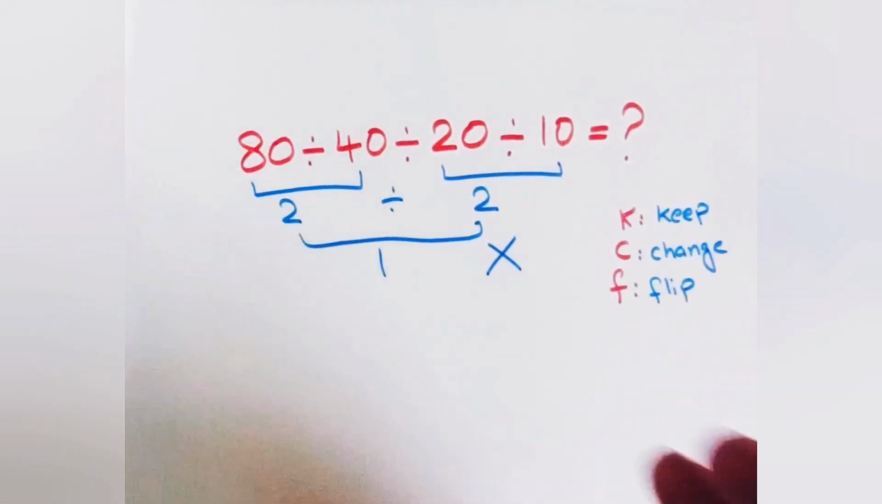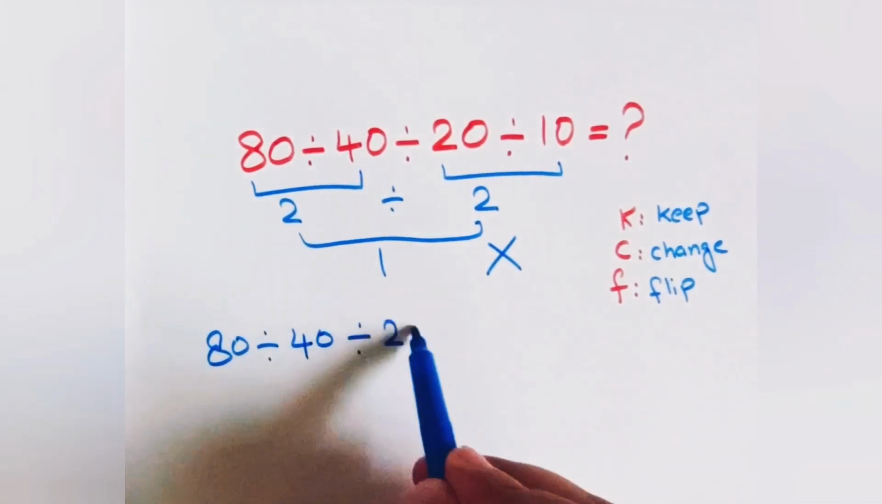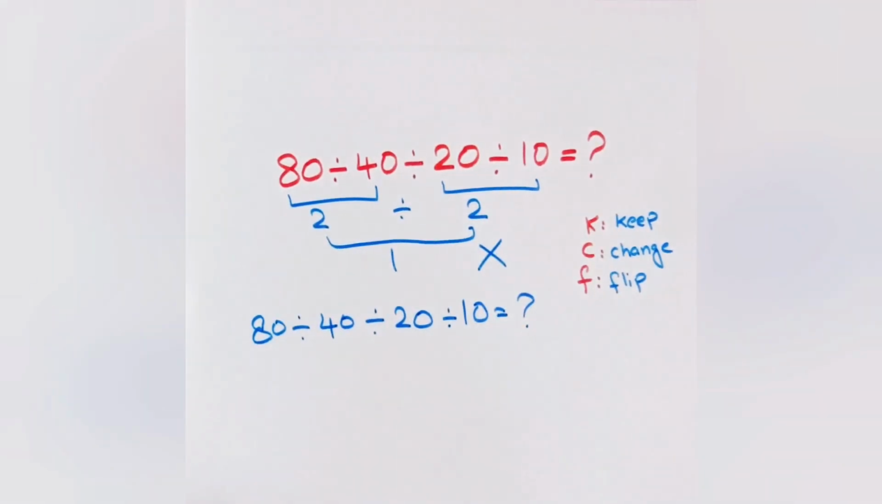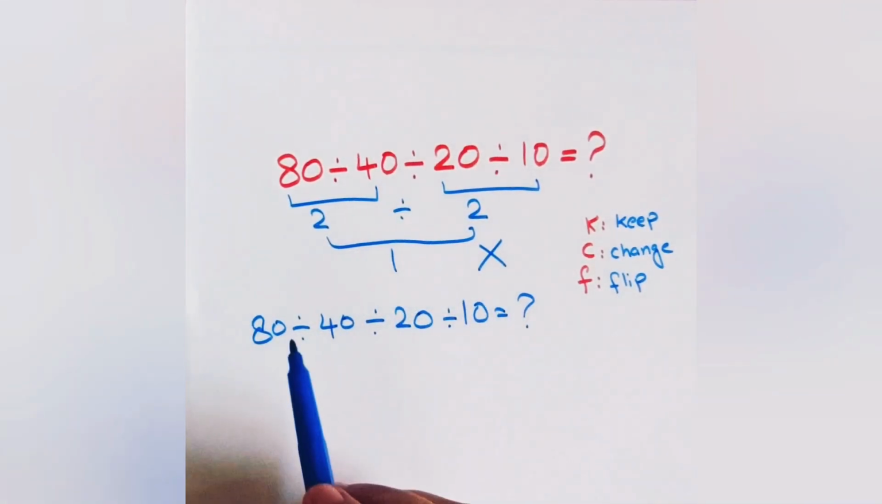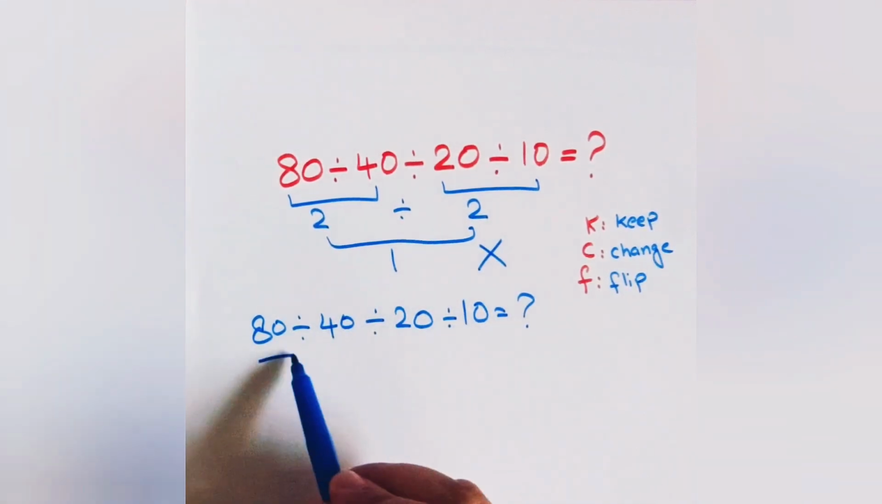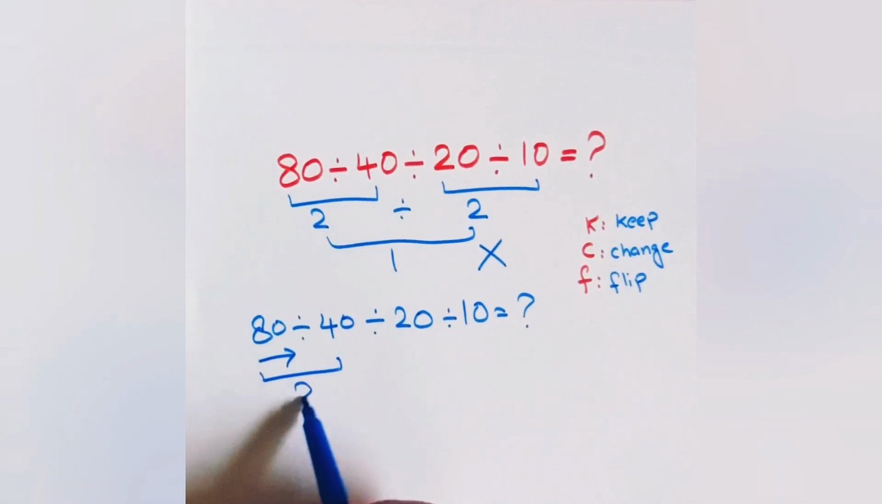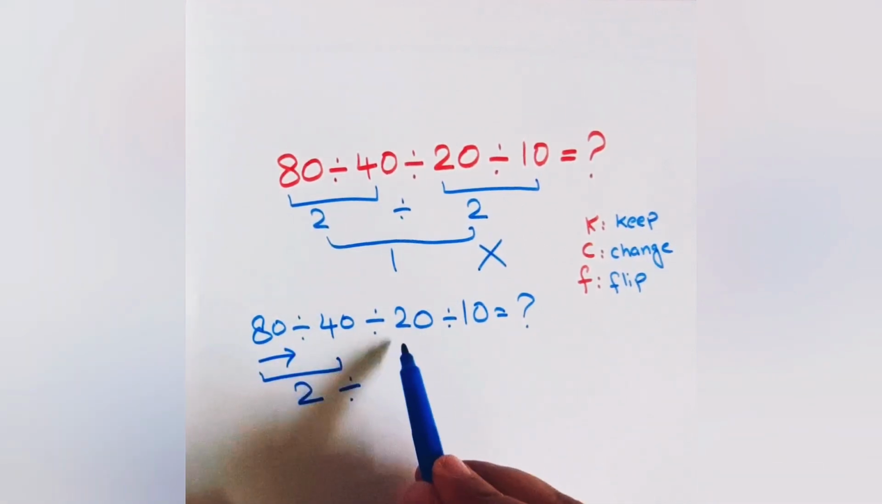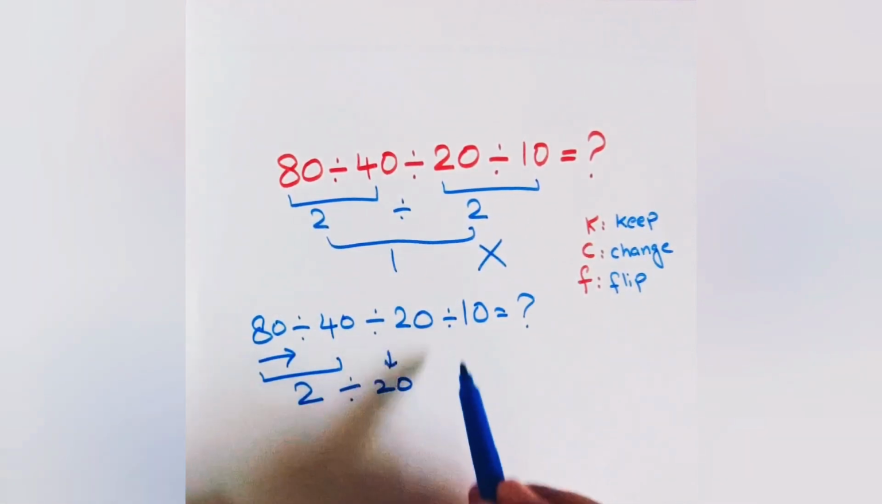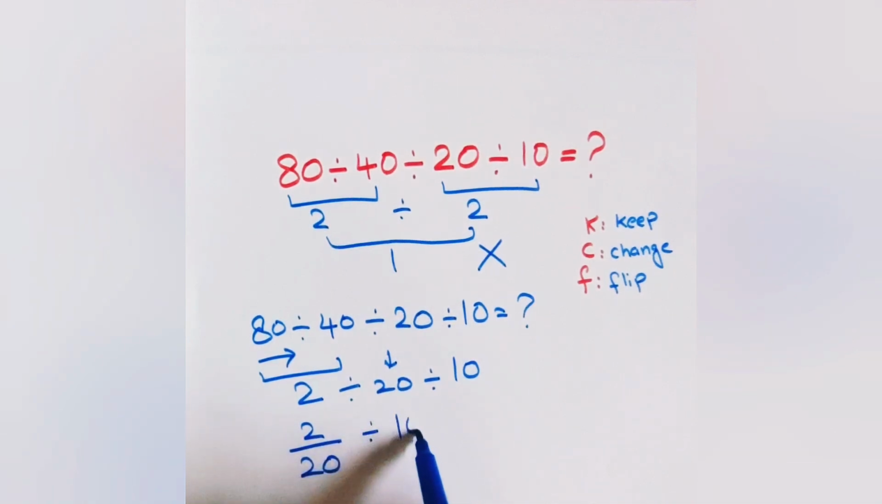The right way to solve the same question is that you have to do it in a sequence. The first will come first, from left to right, you will be solving the question. That is 80 divided by 40, you will get 2. Then you have to divide by this 20 and then this 10. Now, this is 2 divided by 20. It will be written like this and this divided by 10.